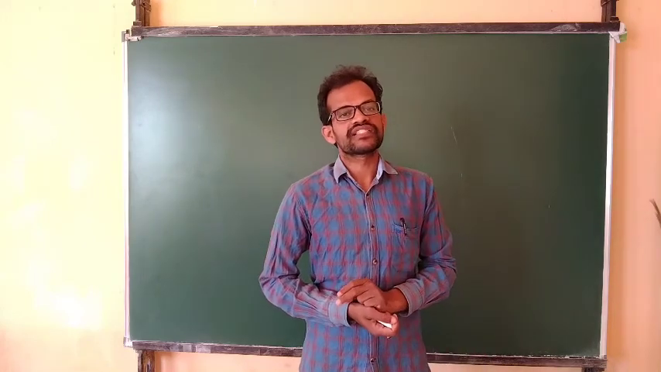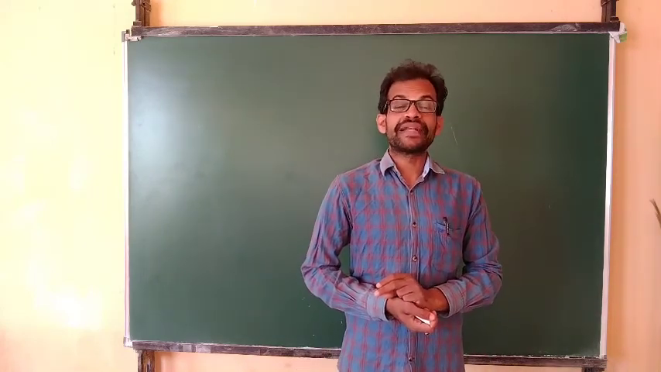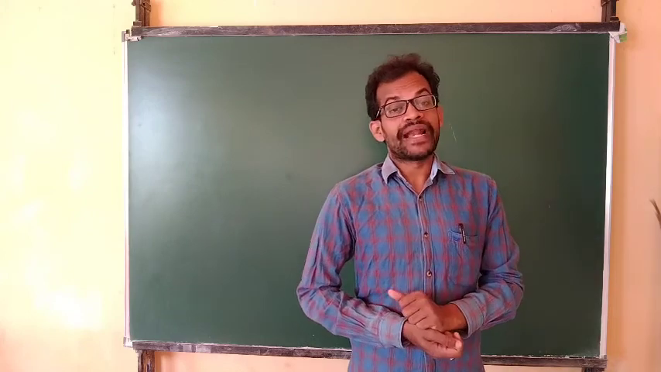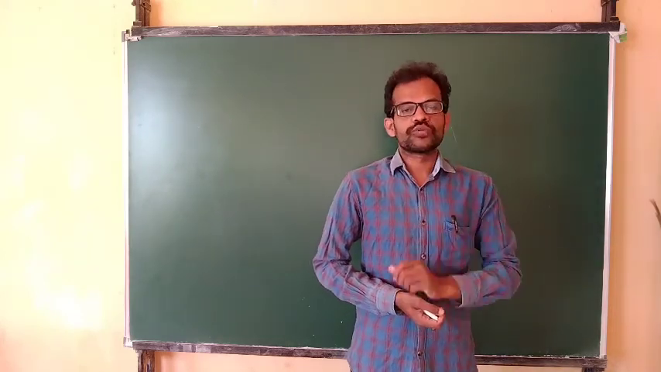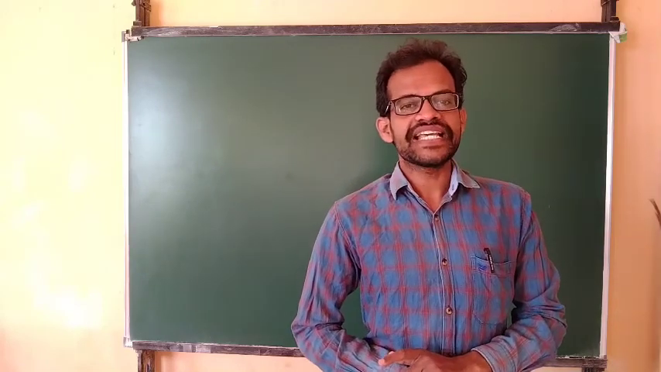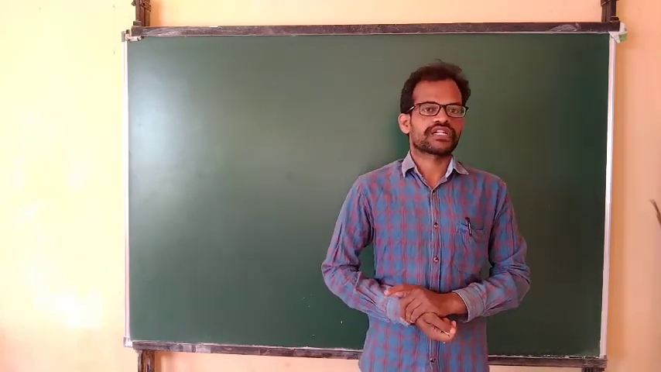The second part is known as the choroid layer. That is a pigmented layer. It consists of blood vessels. The third part of the eye is known as the retina. It is the nervous part.